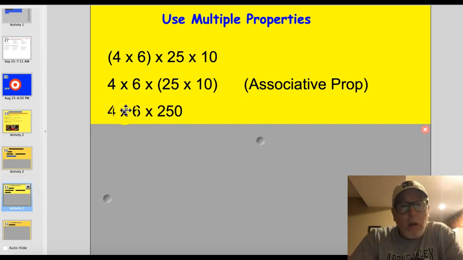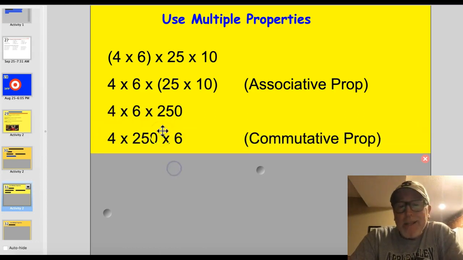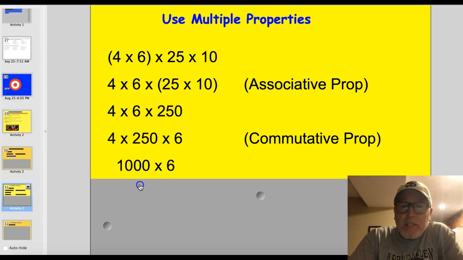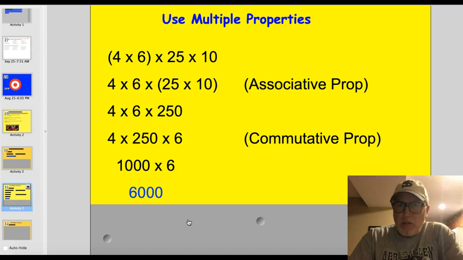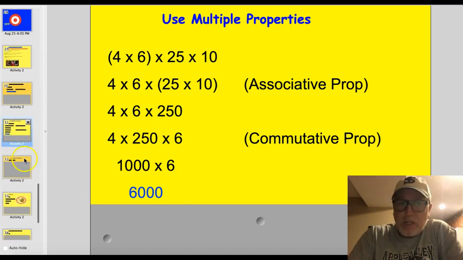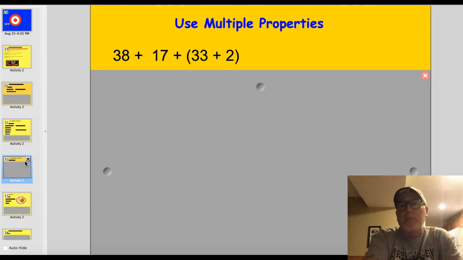Okay, well, I don't know what 24 times 250 is, but I can use the commutative property and move that 250 over here, and I know that 4 times 250 is 1,000. Then I have 1,000 times 6. Slam bam, thank you, ma'am. 6,000. I used multiple properties to solve that. I did not use a calculator. I'd like you to try one. Multiple properties. See what you can do with this one. Go for it.